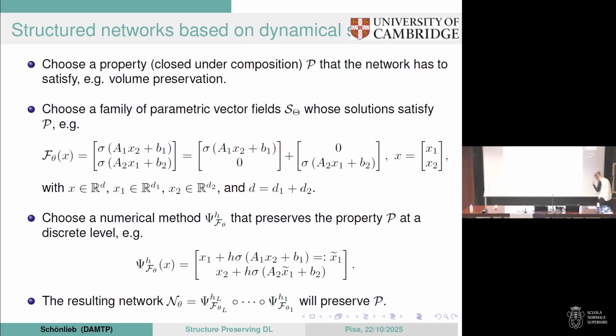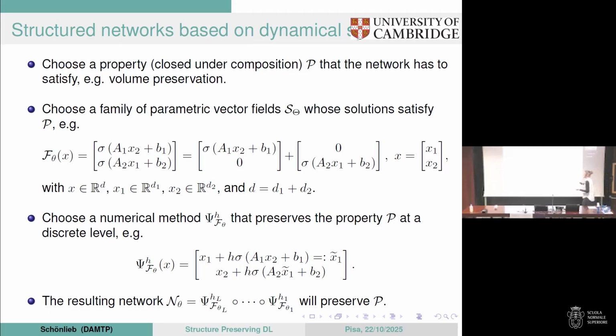The community is mostly within ODEs, but there are also some PDE people there. So how to design solutions to differential equations that, when you discretize, still preserve the properties of the continuum model, like for instance volume preservation. Okay, so how does this appear here?